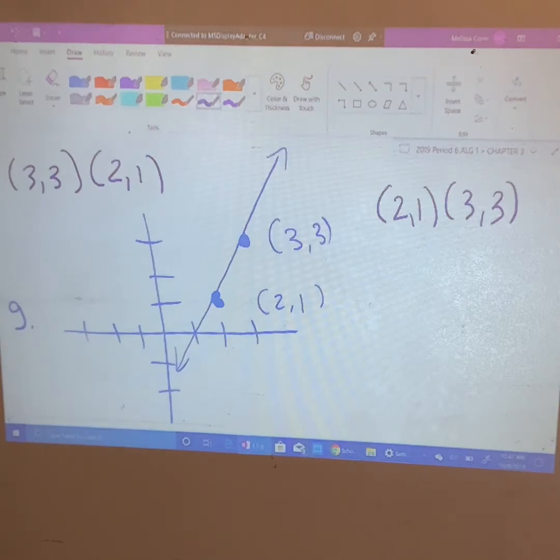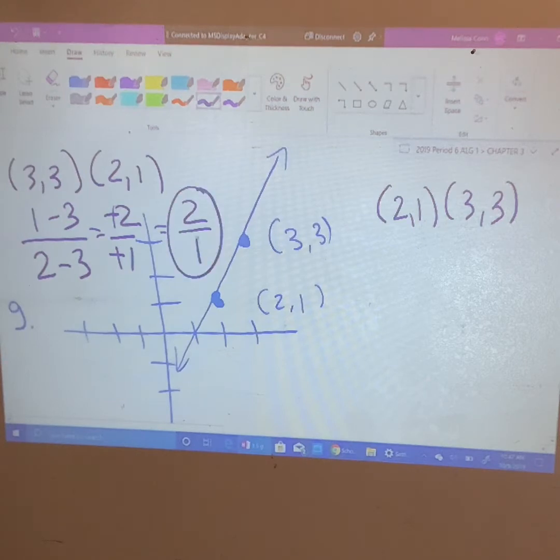1 minus 3 over 2 minus 3. That's going to give me negative 2 over negative 1. But a negative over a negative turns both of these positive. So my slope is 2 over 1. And that's good, it is positive.